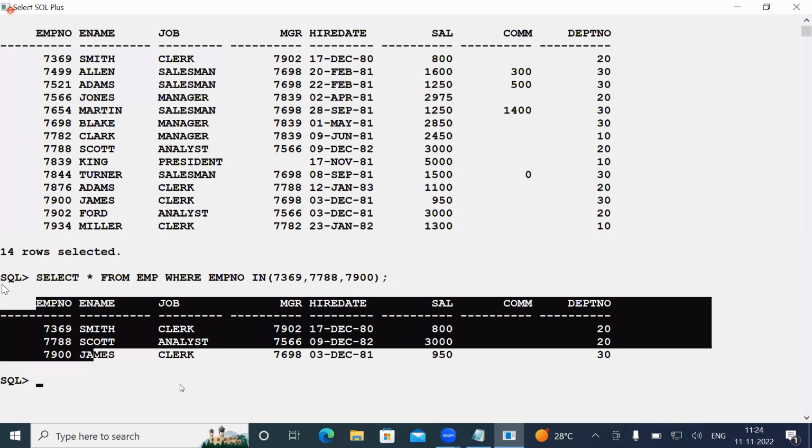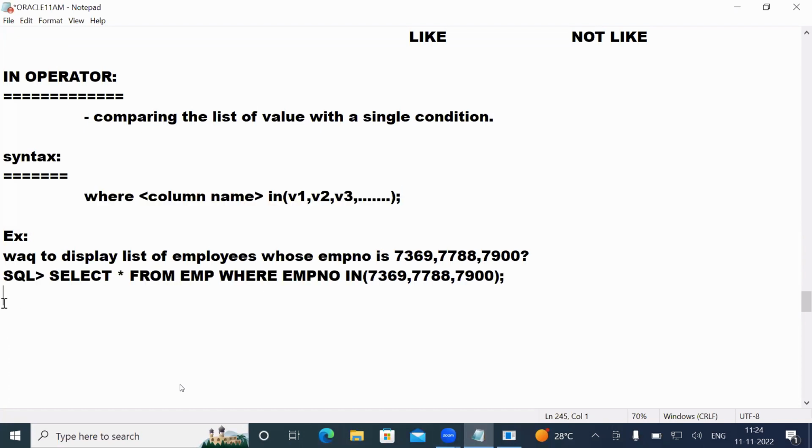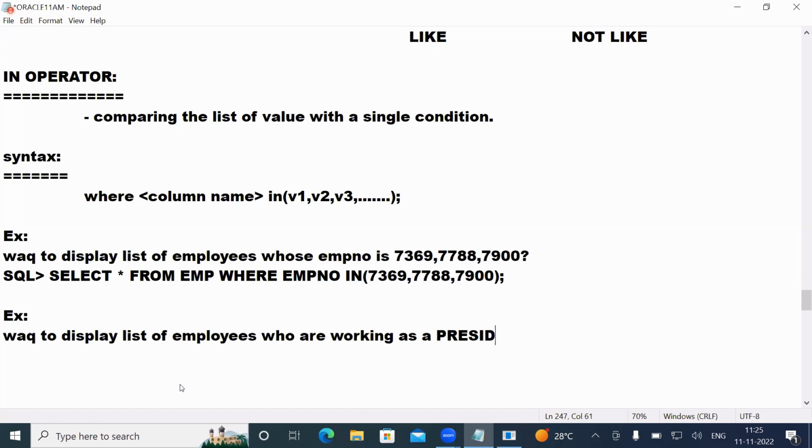Okay, so this is it. In the same way, let's come to the next example. Suppose my next example is: write a query to display the list of employees who are working as president, analyst, manager. Suppose here I want to fetch my employees' data, those who are working as a president, analyst and managers.